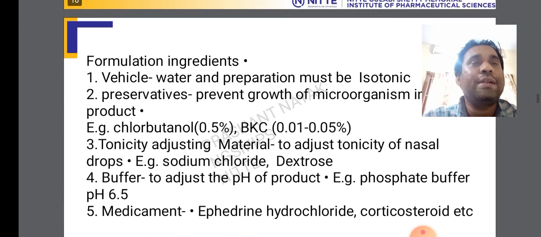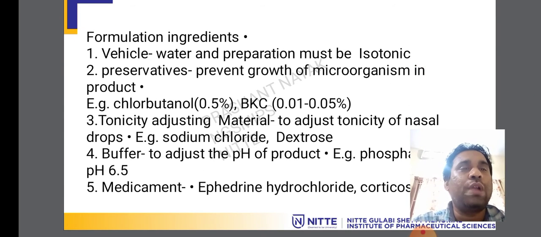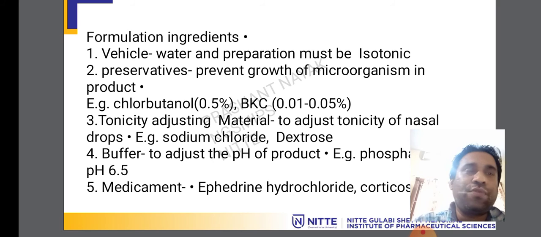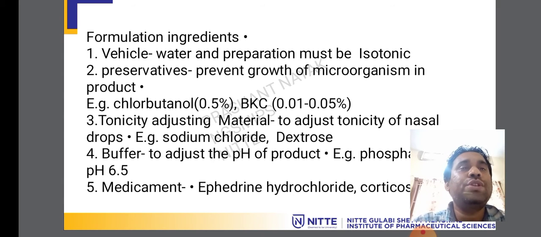So there are seven requirements of a nasal vehicle. Now what exactly is the formula? How to formulate? First of all, we require a vehicle, water, and the preparation must be isotonic. This point has to be remembered: it should be isotonic. Now preservatives, why are they added? Preservatives like chlorobutanol and BKC can be used. Chlorobutanol is used at 0.5%. It prevents the growth of microorganisms in the product.